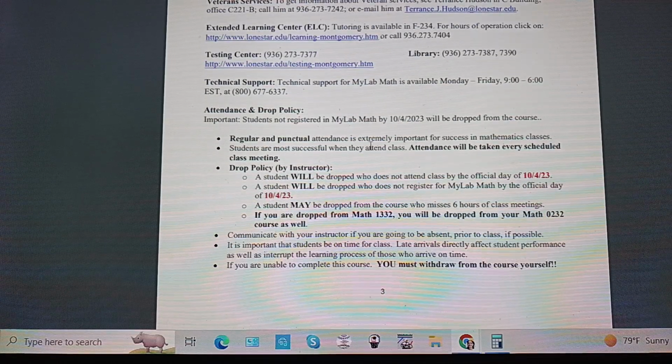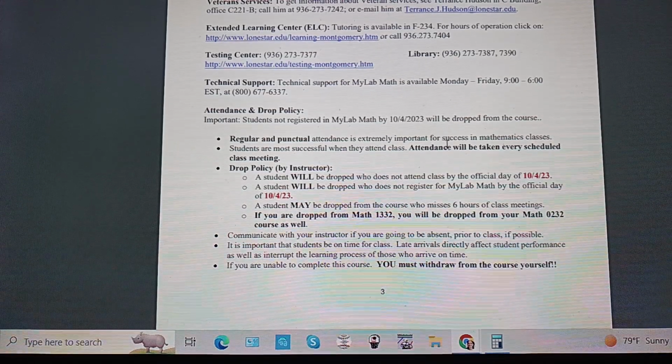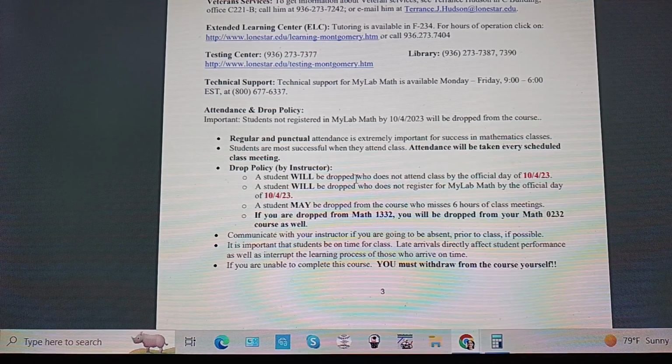This part about attendance, we don't have attendance in an online class, so they just put this in here. Most classes meet in person, but there's a few online classes. But make sure you're in My Math Lab hopefully this first week and not October 4th. If you're not in there till October 4th, that's really bad.